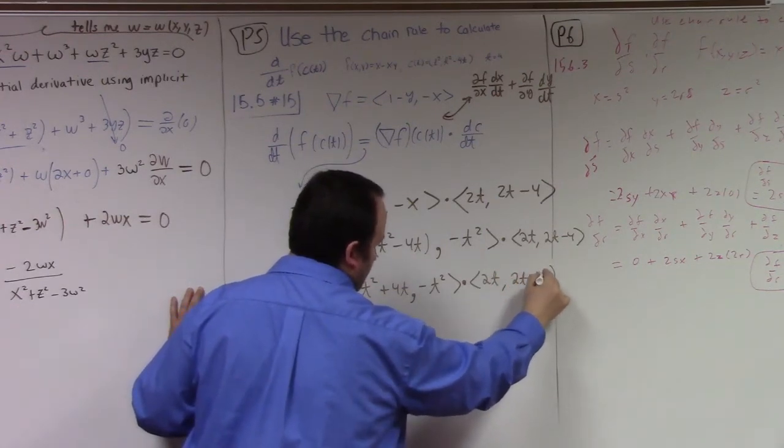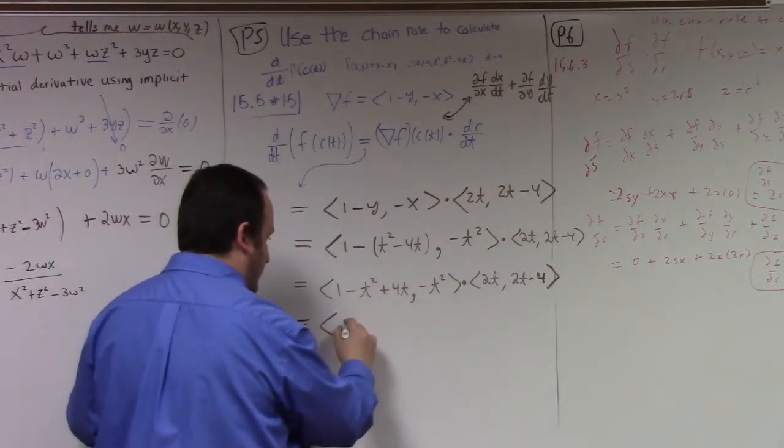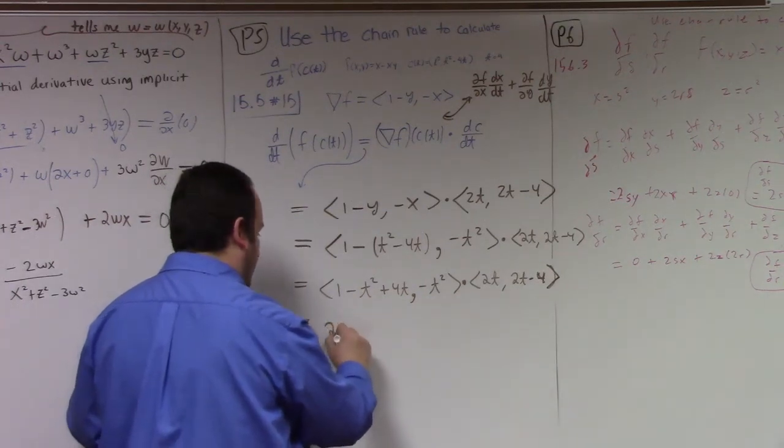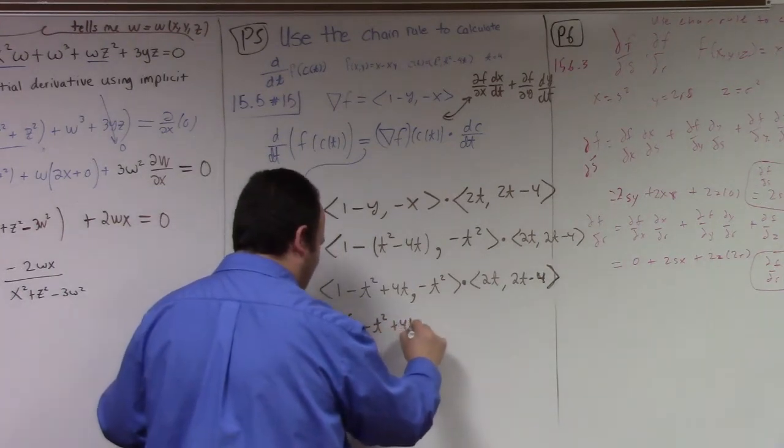which may, in fact, be what was written there before. I can't remember. And all right, so 2t times, oh, good grief, not a vector. Dot product a vector? Not if you want to pass this class. All right, 2t, 1 minus t squared plus 4t.